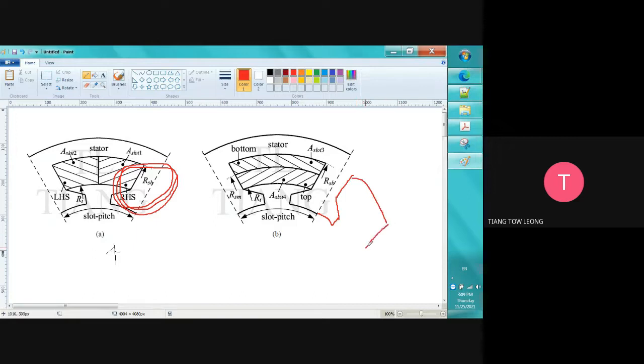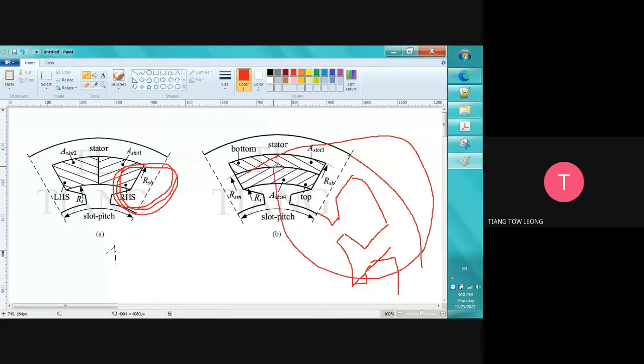Then another tooth. Let's say like this one, the winding goes inside here, then goes to the back, and then comes out like this, then comes again like this. So it's overlapping, which is more than one coil span. It covers one tooth and a second tooth.